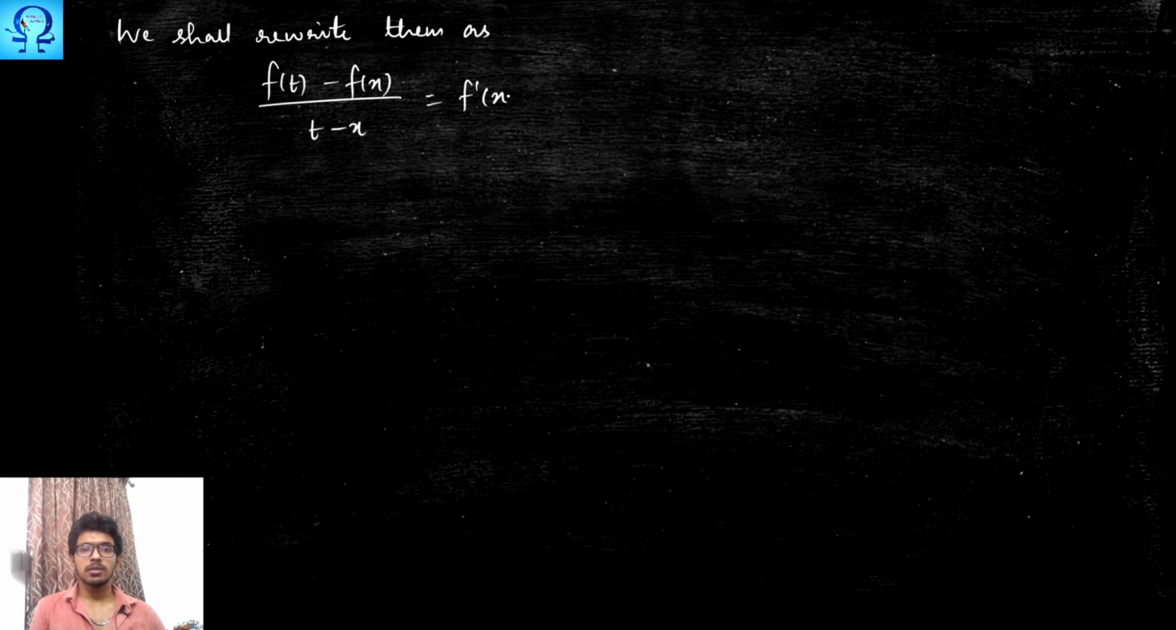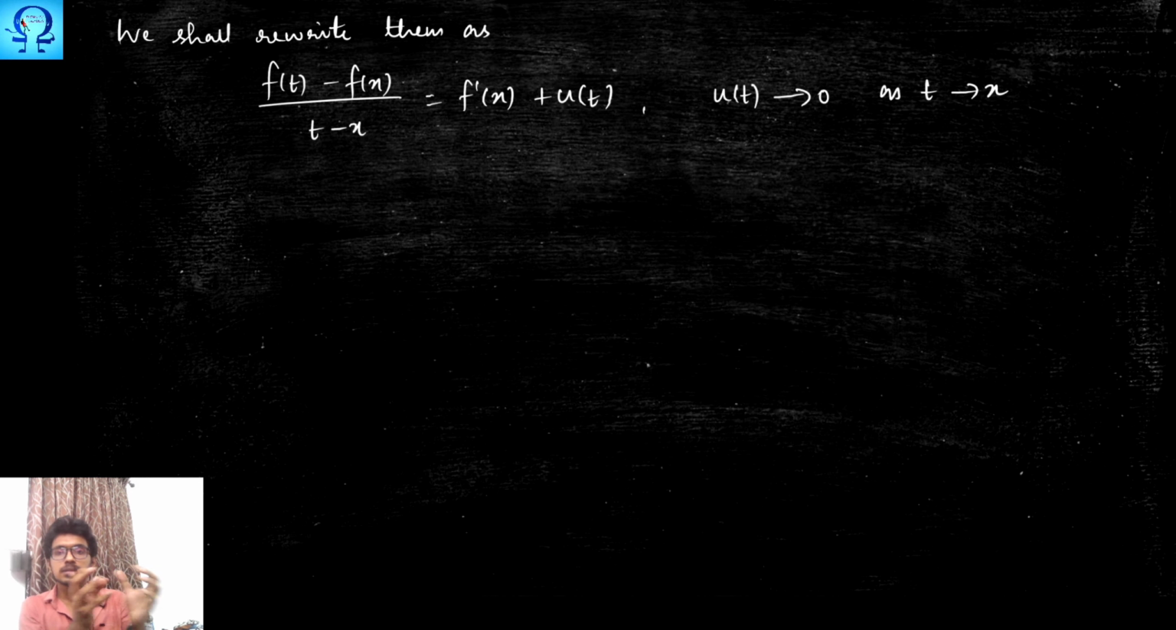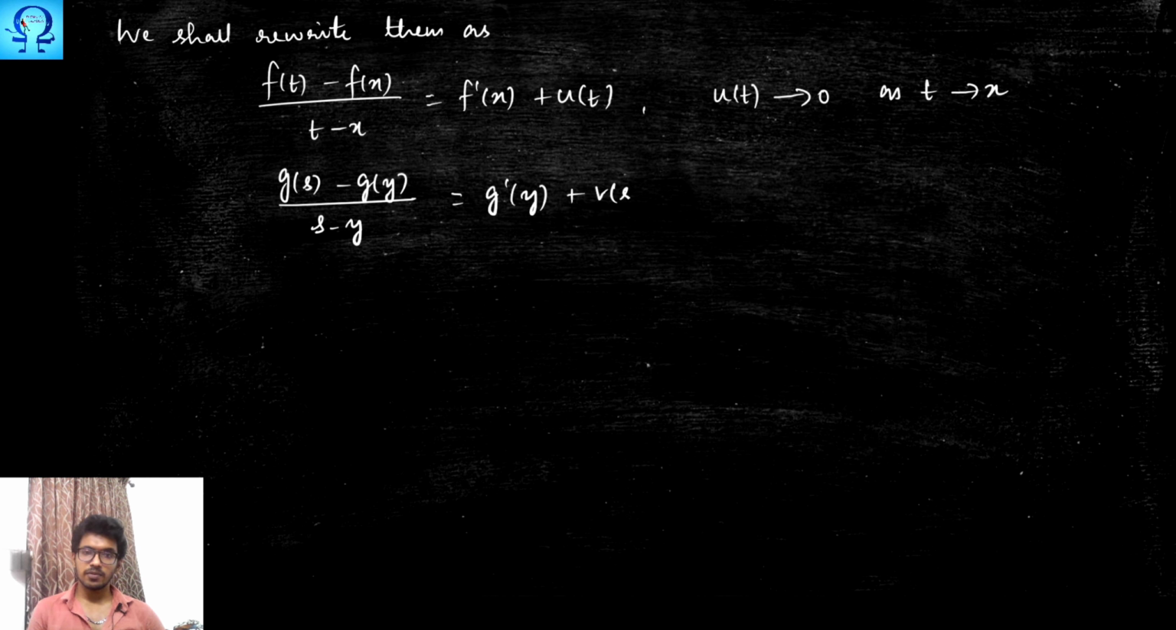Having these things in our mind, we shall rewrite them as: (f of t minus f of x) upon (t minus x) is f prime of x plus some function u of t. This u of t approaches 0 as t approaches x. So the limit is the approximation, and how closely we take the approximation determines the function u. And similarly, (g of s minus g of y) upon (s minus y) shall be written as g prime of y plus some v of s. Here this v of s also goes to 0 as s approaches y.